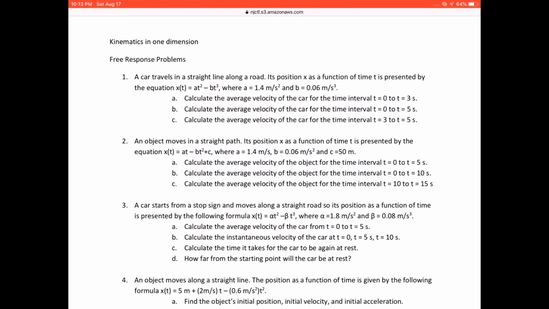For part A, we're going to calculate the average velocity of the car from t equals 0 to 5 seconds. For B, we're going to calculate the instantaneous velocity of the car at t equals 0, t equals 5, and t equals 10 seconds. For C, we calculate the time it takes for the car to be at rest again. And D, how far from the starting point will the car be at rest?